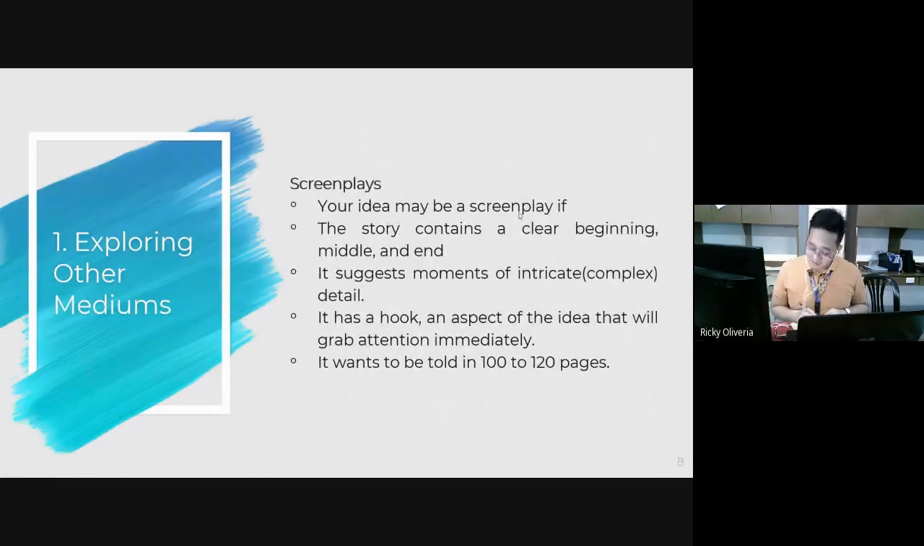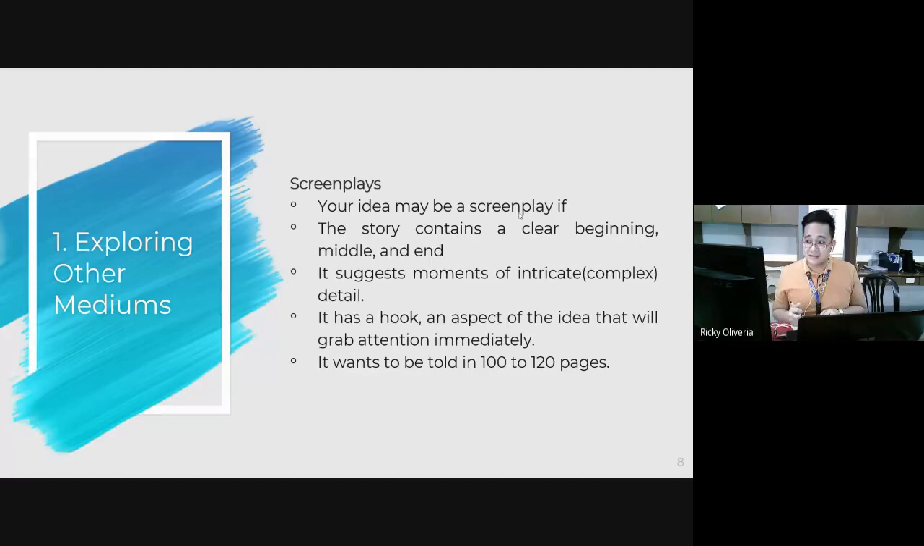Nadoble siya. Now, screenplays, no? Okay, so your idea may be a screenplay if the story contains a clear beginning, middle, and end. It suggests a moment of intricacy. Kapag sinabi nating intricate, ibig sabihin complex details, no? It has a hook, an aspect of the idea that will grab attention immediately, and usually it is 100 to 120 pages.